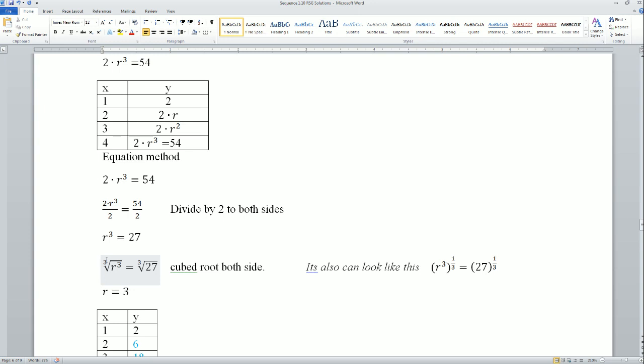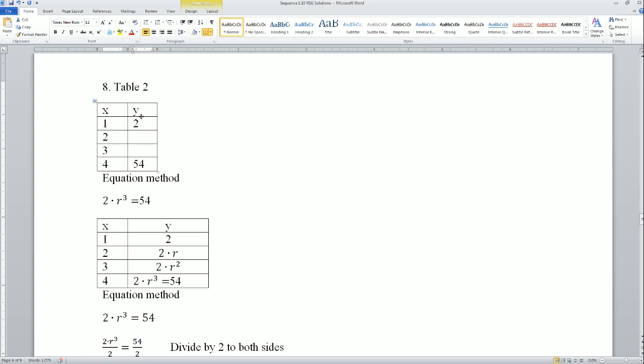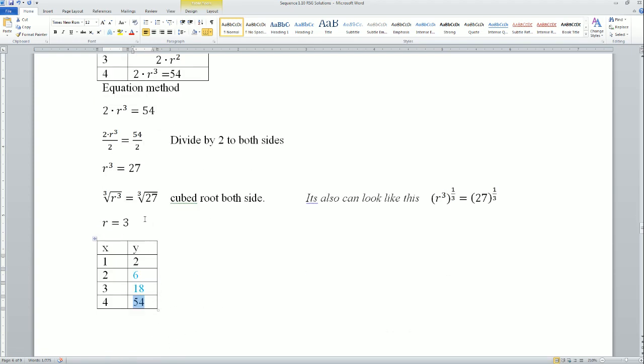What I'm going to do here is cube root both sides. It also looks like this: you could also say it's to the power of 1/3, so you could raise both sides to the power of 1/3. What I'm left with is positive or negative 3. But in this case, I only use the positive term because 2 times 3 is 6, times 3 is 18, times 3 is 54. Do you see how it's all positive terms? That's why I only use the positive term of the common ratio.